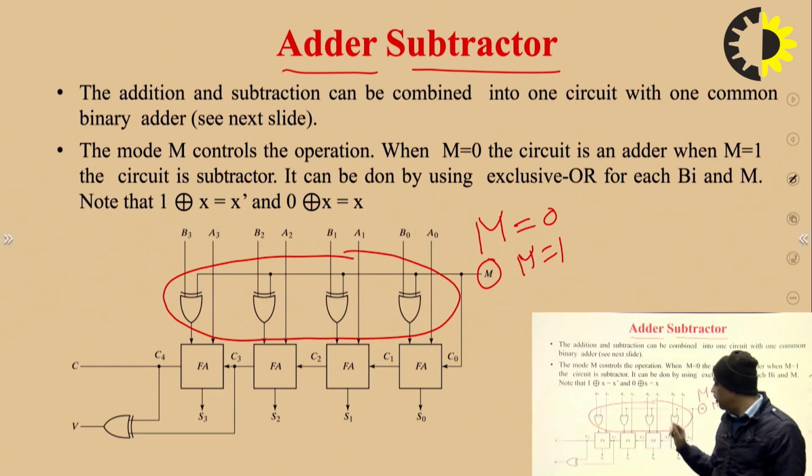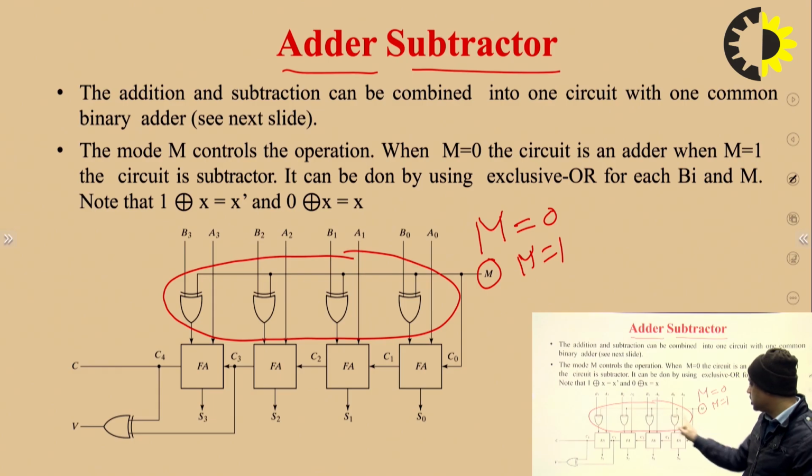The property of the XOR gate is nothing but, let's suppose this is an XOR gate and we have the inputs A and B and the output of the XOR is Y.